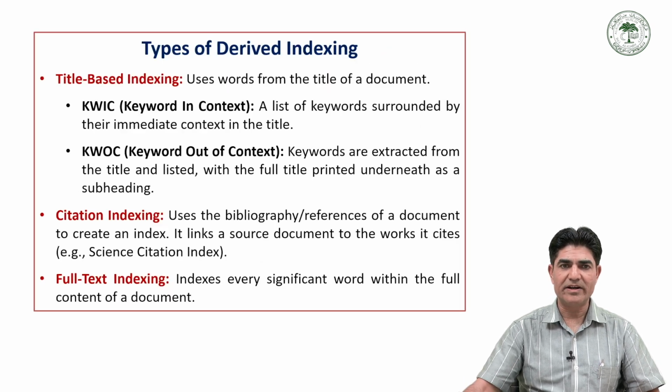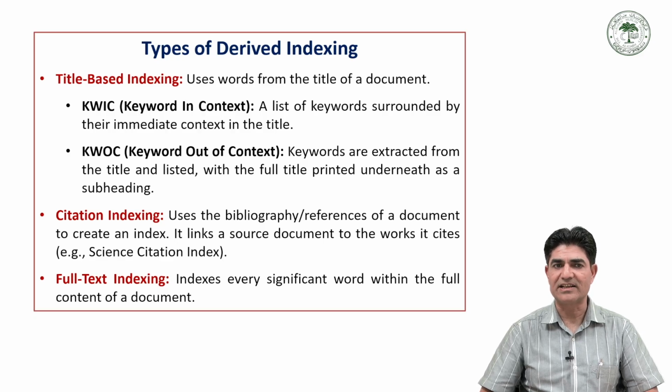There may be different types of derived indexing systems. One is title based indexing, another is citation indexing, and sometimes it is full text indexing. As far as title based indexing is concerned, the terms are extracted from the title of the document, and there are two important title based indexing systems. One is keyword in context and the other is keyword out of context.